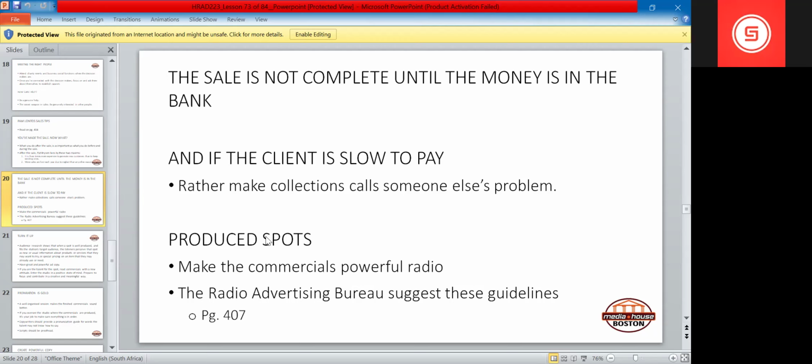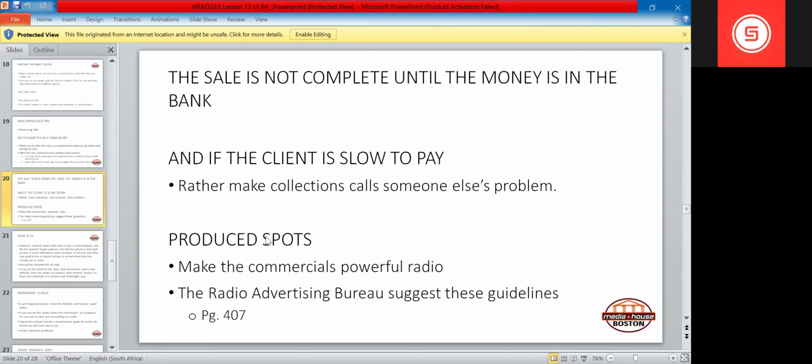Number 5 says be easily understood. Don't make copy complicated. Number 6 says get to the point. Don't delay the unique selling proposition. Tell them right now how much it's going to cost or how much they're going to save or where they can get it, right? Use action words, now and today, when you're announcing a sale. Radio and interactive media's greatest strength is obviously the immediacy of it.